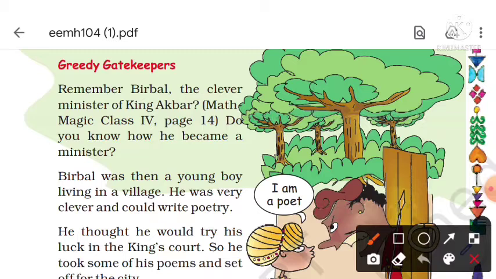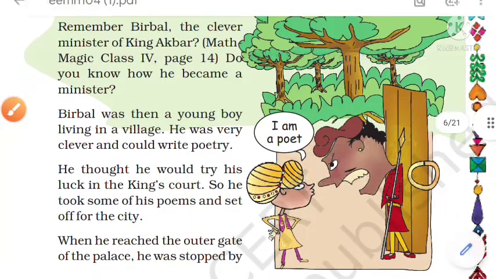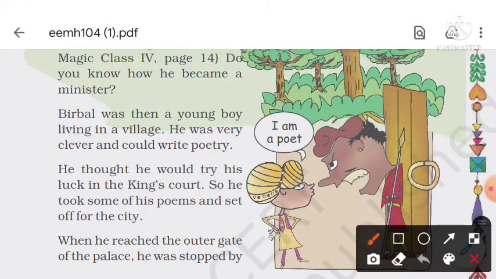So we know the name Birbal, the clever minister of King Akbar. Here we will learn how to become a minister. So Birbal was then a young boy living in a village. He was very clever from childhood and could write poetry. Now he thought he would try his luck in the king's court. So he took some of his poems and set off for the city.